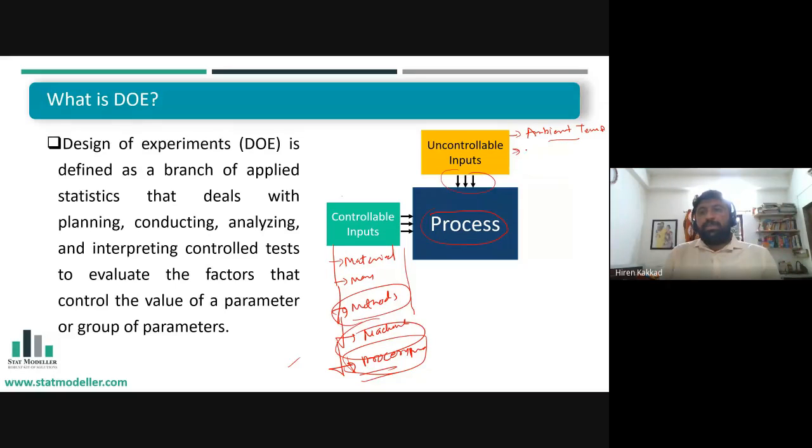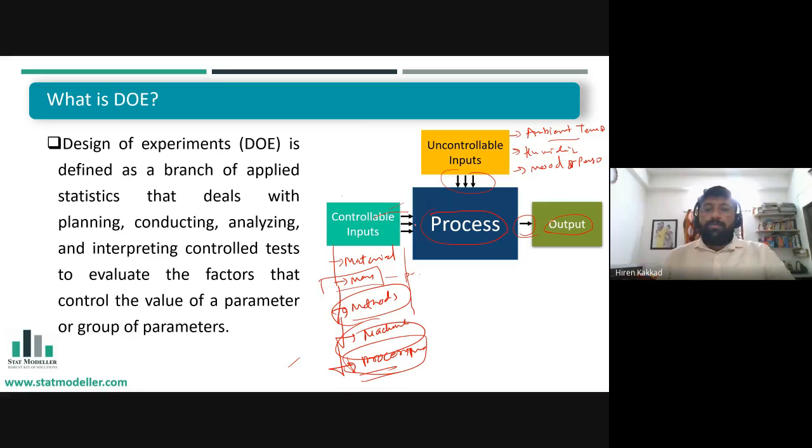So there is ambient temperature and humidity. There is the mood of the person performing the process. You can control that it should be done by person A, but what is the mood of person A, you can't control, right? These are all uncontrollable inputs. Let's say power fluctuation or a power cut, which you can't control, because they are external factors affecting the process. Ultimately, after taking both controllable and uncontrollable inputs, the process delivers some output. That is how this process performs.